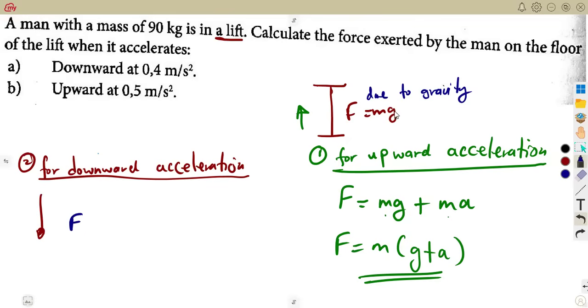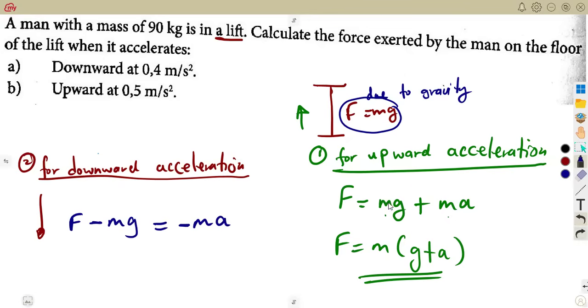Then the force due to gravity, guys, is always going down. So it will be minus mg. Due to gravity it is equal to... Now it cannot be equal to ma, guys, because it is for a downward acceleration. So the part of the acceleration will carry a negative. This one, it was upward. It was carrying a positive.